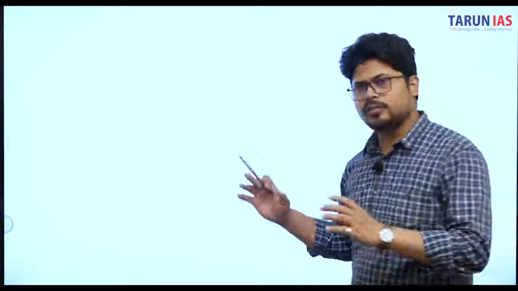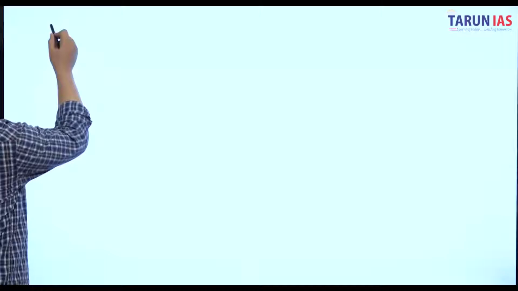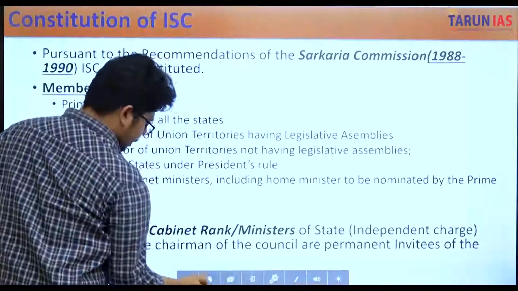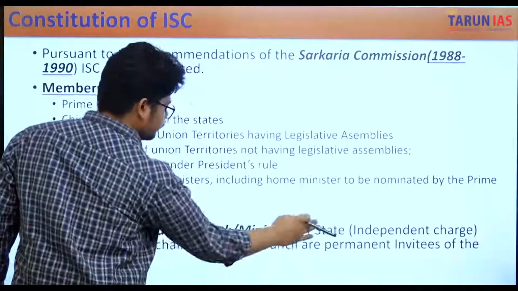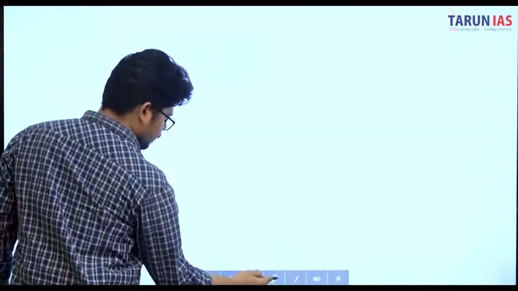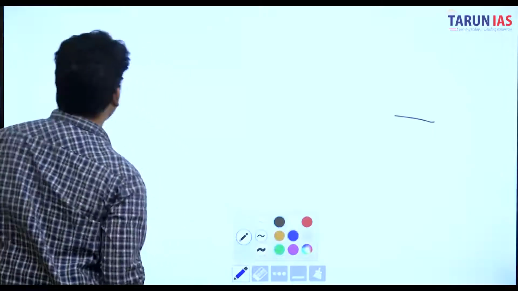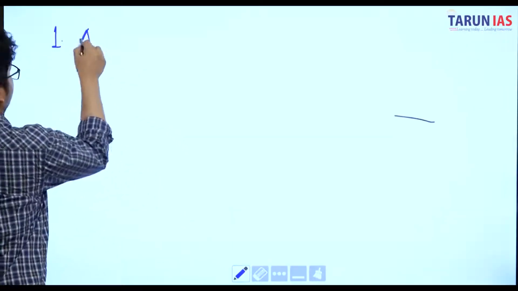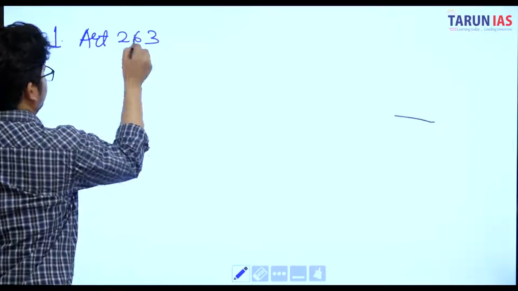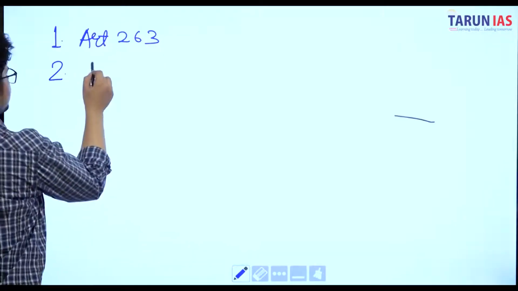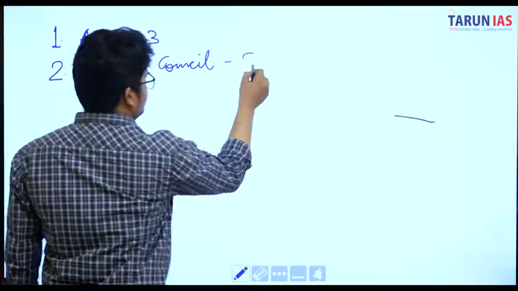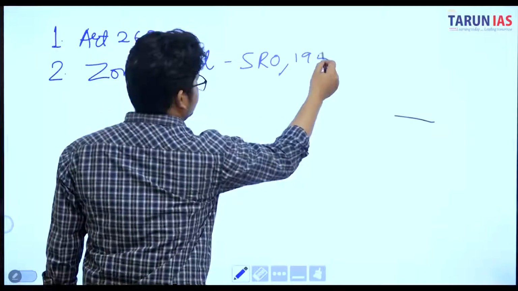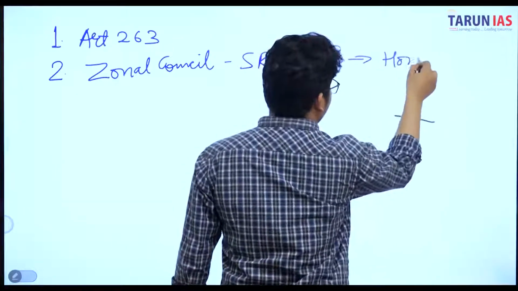Okay, now I'm going to write down the major highlights, the points to look for in this lecture on the interstate council. The first one is Article 263, the formation of the interstate council. The second one is the zonal council under the State Reorganization Act 1956, headed by the Union Home Minister.